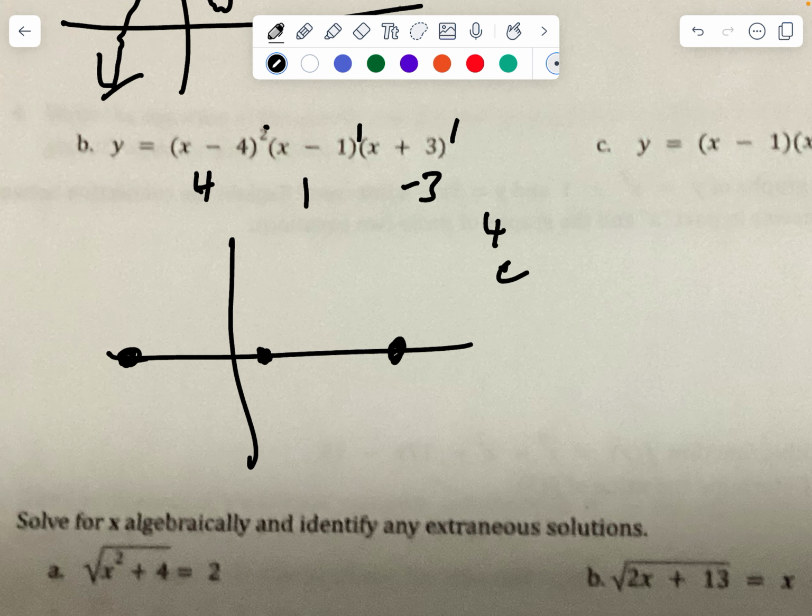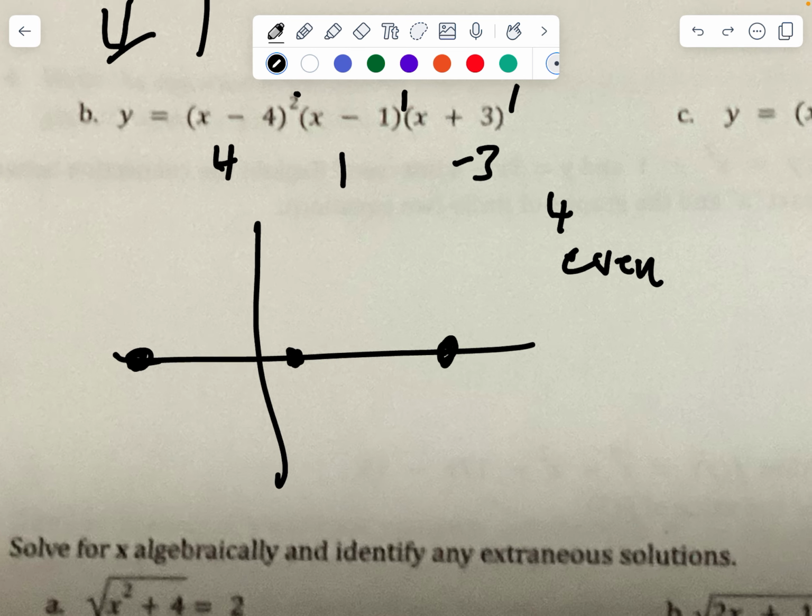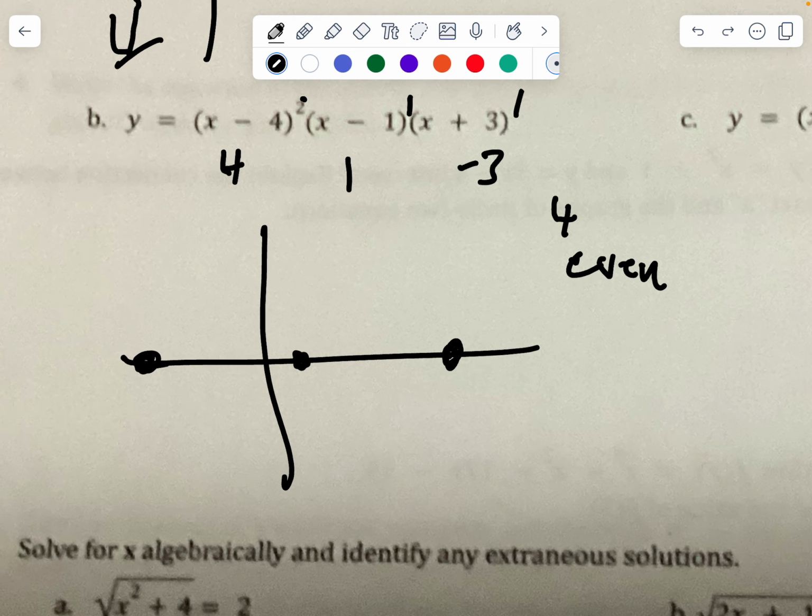4 is even, so that means if it starts negative, it has to end negative, or if it starts positive, it has to end positive. And I can tell this one's going to start positive, because if it started negative, it would have a negative out front in front of the whole thing.